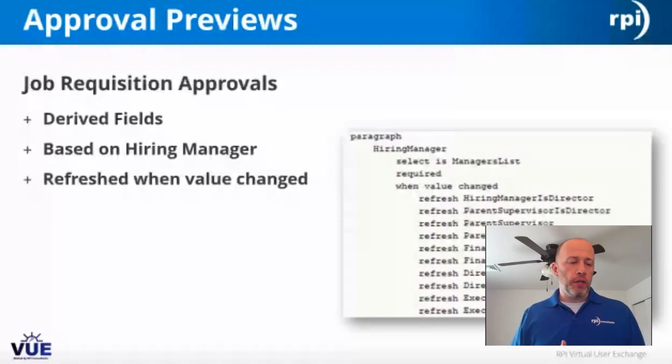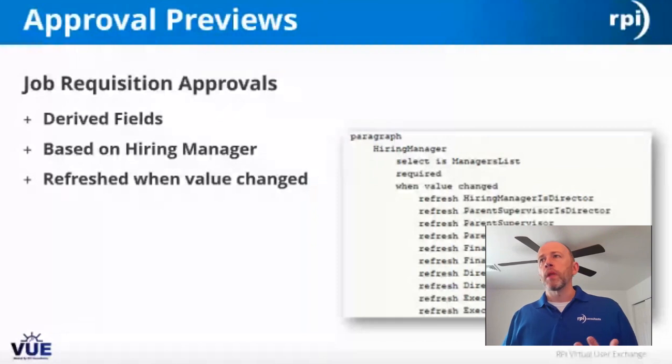I ran into an issue where a client wanted to lock down their approval structure and not allow their hiring manager to pick whoever they want. But the problem was their hiring manager wasn't aware of where these approvals were going before they actually submitted it. So what I ended up doing was creating a bunch of derived fields, and that's all the fields on the right there that you see. That's all based off the hiring manager. For this particular client, the approval structure is all derived off of the hiring manager or some information about the position.